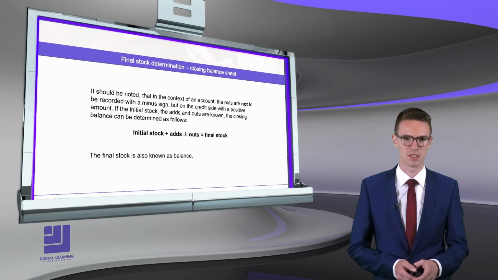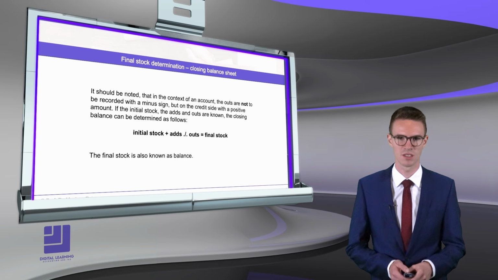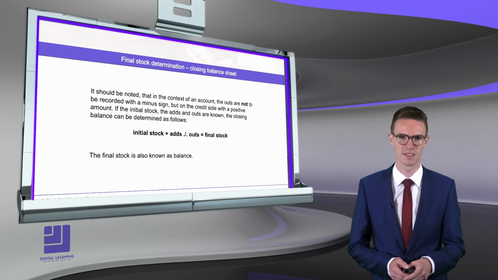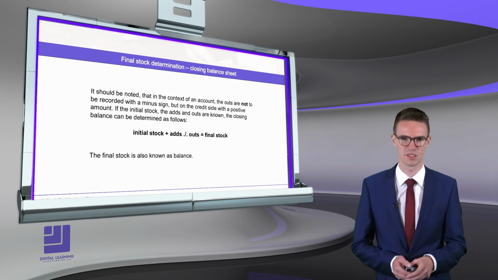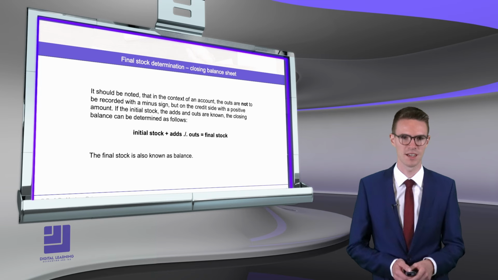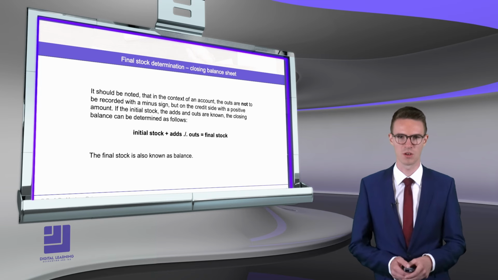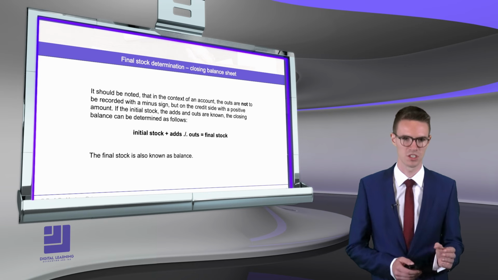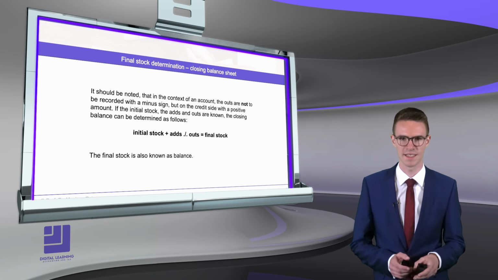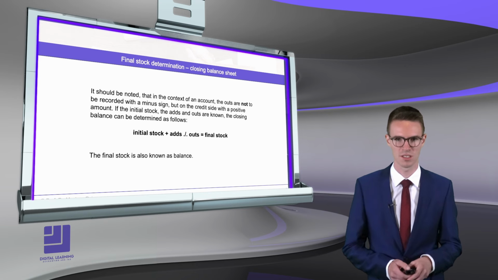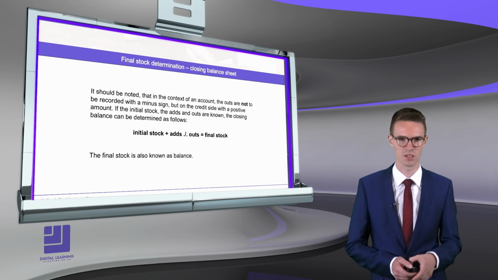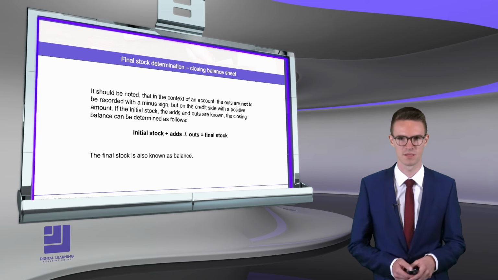It should be noted that in the context of an account, the outs are not to be recorded with a minus sign, but on the credit side with a positive amount. If the initial stock, the adds and the outs are known, the closing balance can be determined as follows. The initial stock plus the adds minus the outs equals the final stock. And the final stock is also known as balance.